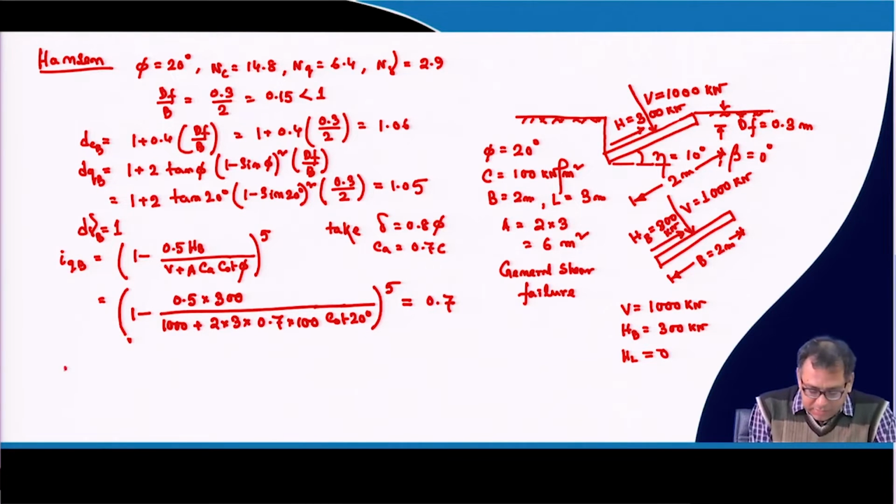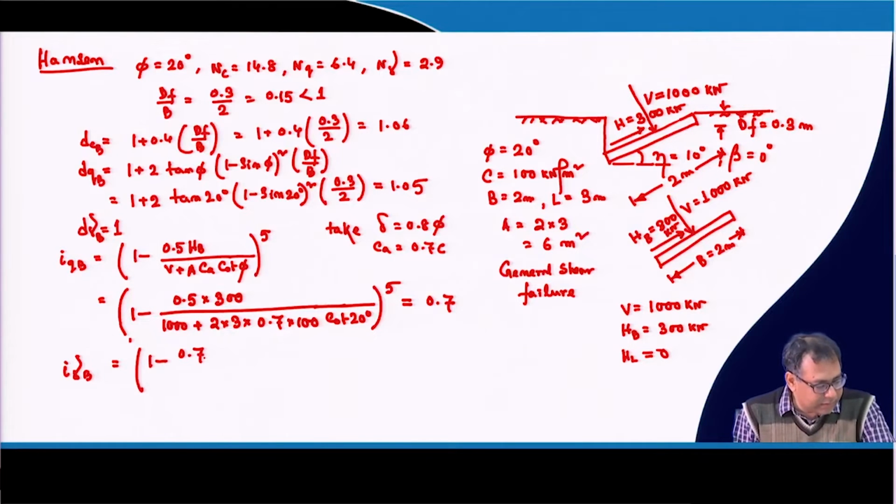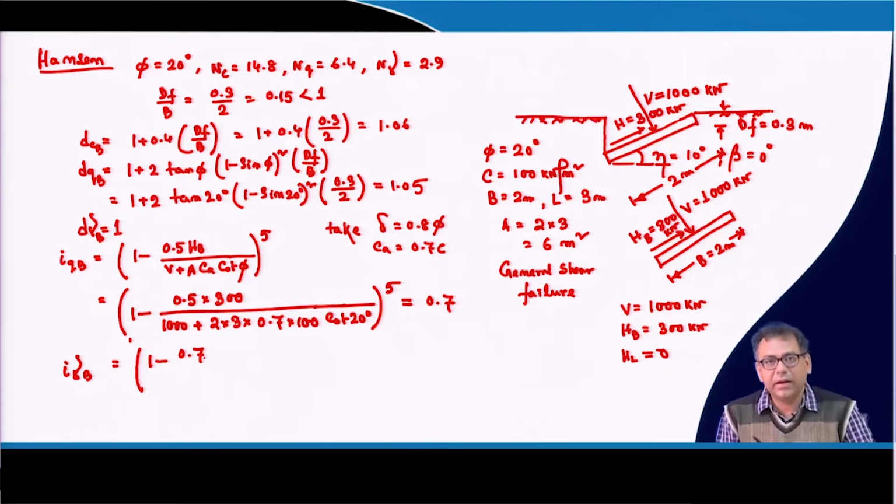Similarly, I gamma B we will calculate. So, I gamma B is 1 minus 0.7, and then, as I mentioned, if you look at that table of Hansen bearing capacity, I have given the value of I gamma in two conditions: one, if the foundation base is not tilted, another if the foundation base is tilted. In your previous question I used the case where the foundation base is not tilted, so I used the equation as per that, but here the foundation base is tilted.